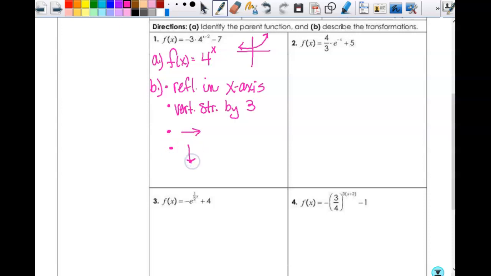Down 7. It's way easier to see if things affect x or y in these, because if it's affecting x, it's got to be in the exponent. It's the only one that's going to work. Okay, we all good so far? All right, let's look at number 2.